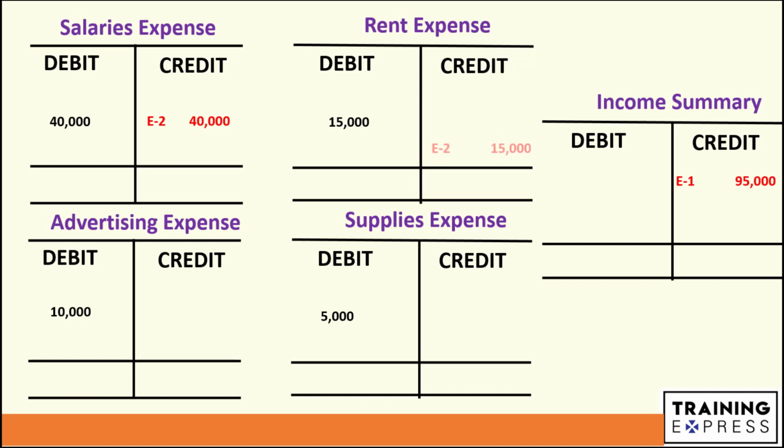Rent expense will be credited by $15,000. Ending balance is now zero. Advertising expense will be credited by $10,000. Ending balance is zero. Supplies expense will be credited by $5,000 and ending balance will be zero. And the total of all of these is $70,000, which we debited to income summary. So income summary account will be debited by $70,000. And now so far you can see the ending balance sitting in the income summary account is $25,000.